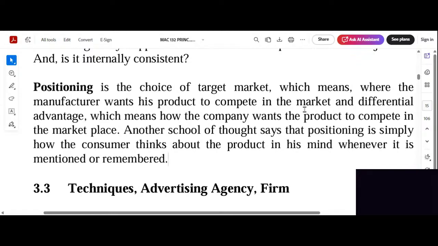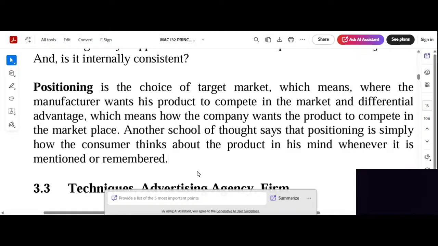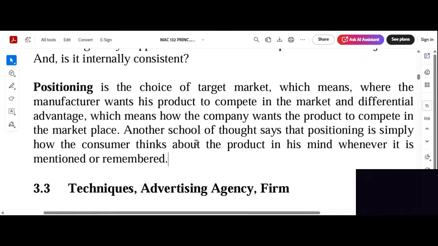Now, positioning, like we said, is the choice of the target audience where the product will compete in the market. And another school of thought made us understand that when we talk about positioning, we can actually be talking about the impact the product has on the target customers or consumers.